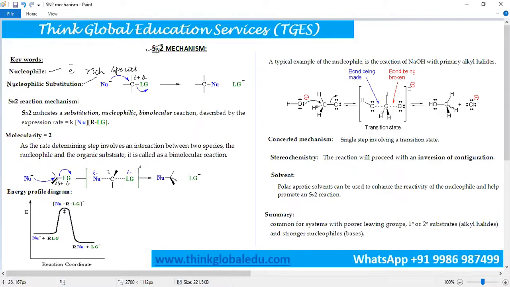Looking into the nucleophilic substitution reaction, it is a reaction in which a nucleophile will donate a pair of electrons towards an electrophilic carbon atom containing a leaving group, in which a nucleophile will replace a leaving group, resulting in a substituted organic compound.